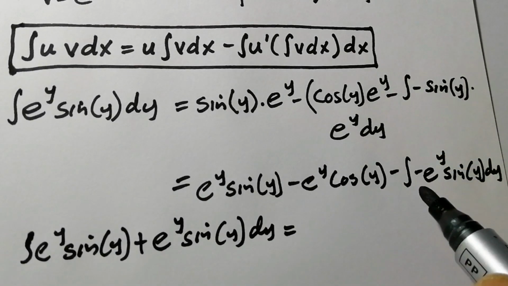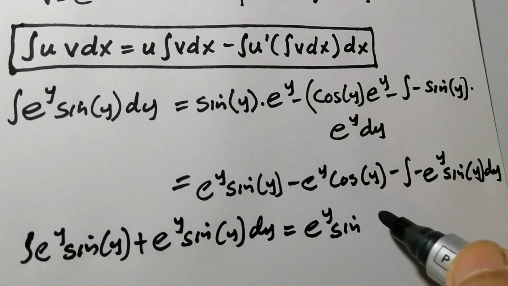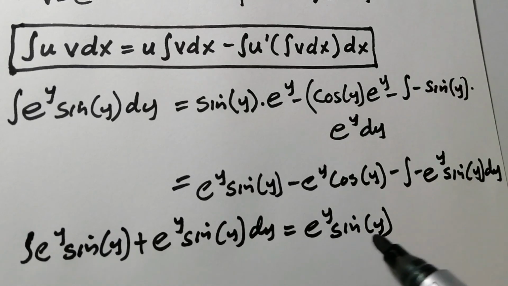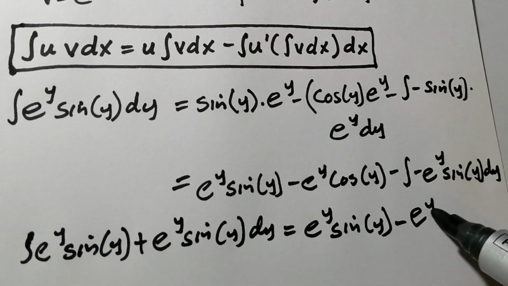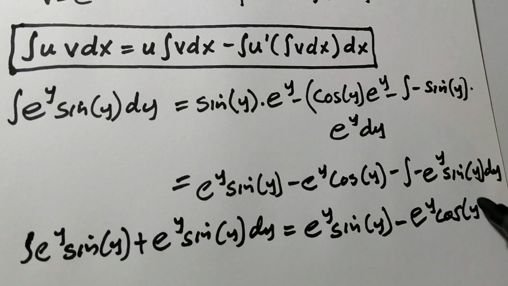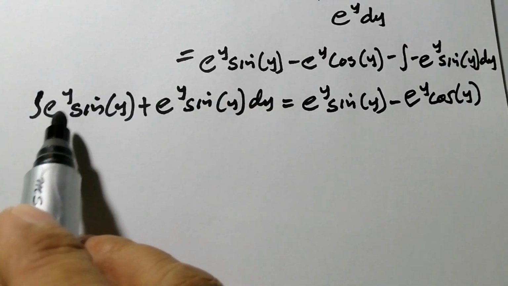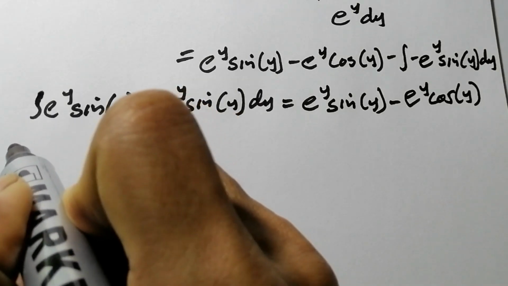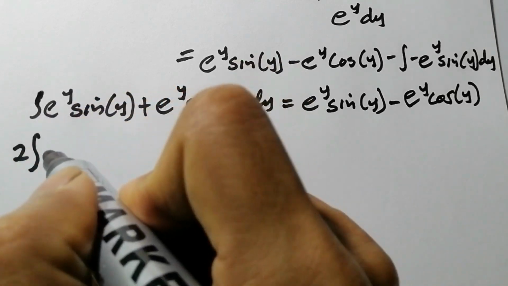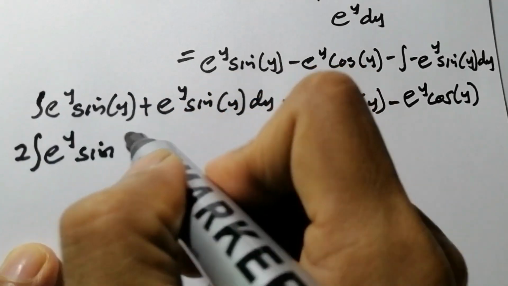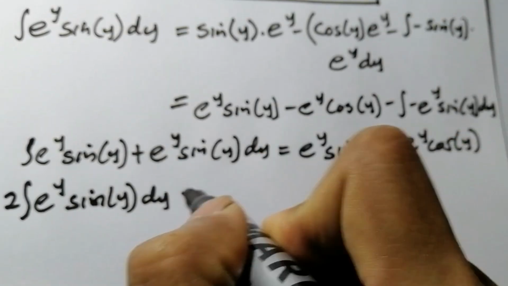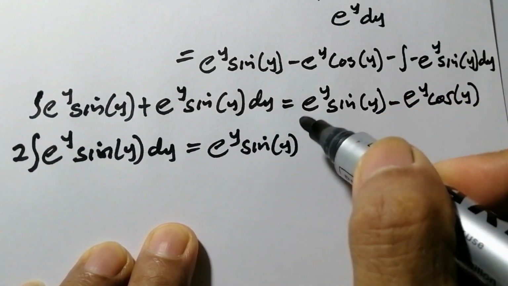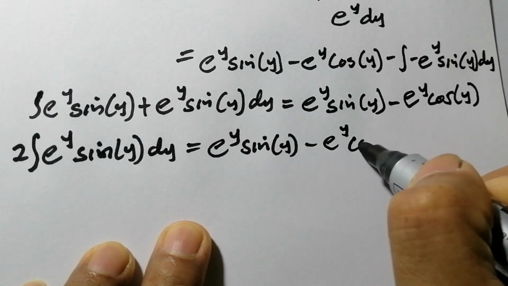The remaining is e raised to y sine y, and a negative times negative gives plus, so the outcome is minus e raised to y cosine y. Now since we have the integral of e raised to y sine y plus the same integral, we are going to add them. The 2 will be outside the integral sign, so 2 times the integral of e raised to y sine y dy is equal to, just copy this, e raised to y sine y minus e raised to y cosine y.